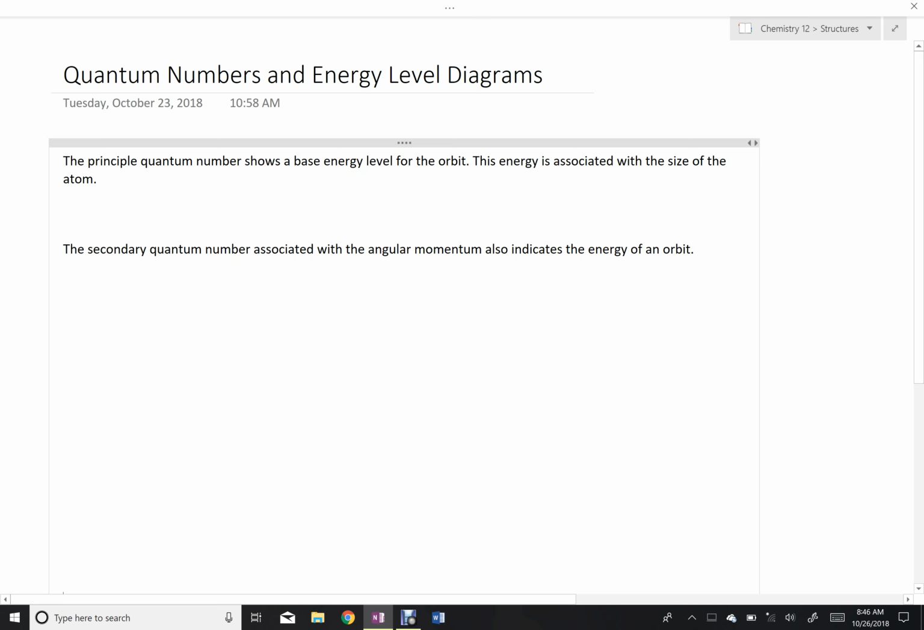Okay, in this video I want to talk about the quantum numbers and energy level diagrams. And most specifically here I want to talk about the actual energy associated with the different orbitals or the different electron shells around an atom. So remember the principal quantum number, which we call n.